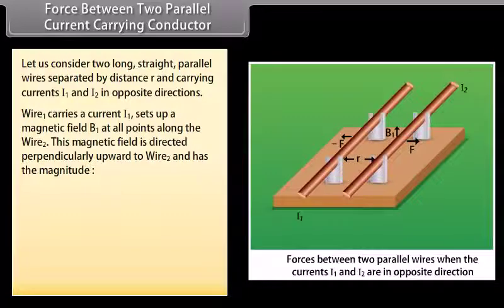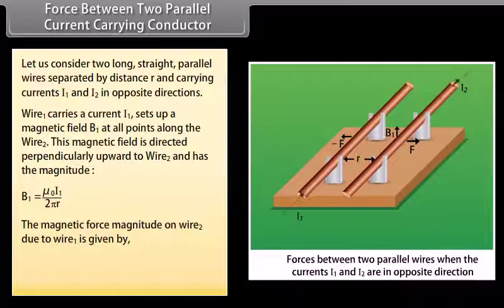This magnetic field is directed perpendicularly upward to wire 2 and has a magnitude equal to mu naught I1 divided by 2 pi r. The magnetic force magnitude on wire 2 due to wire 1 is given by mu naught I1 I2 L divided by 2 pi r.